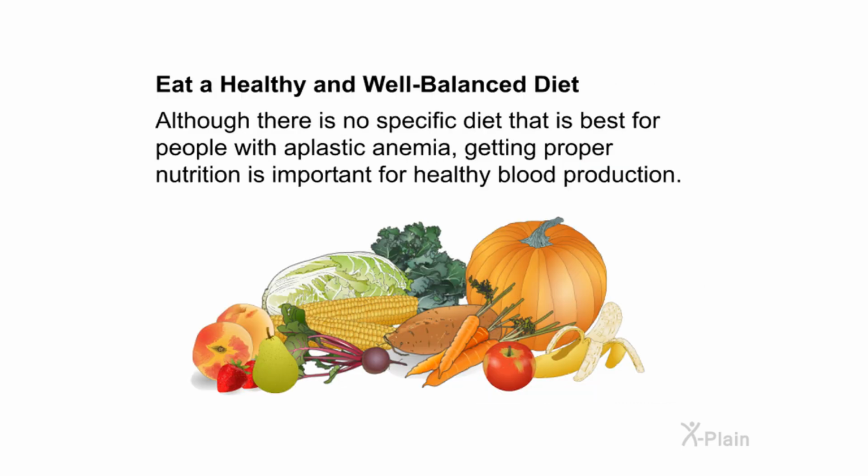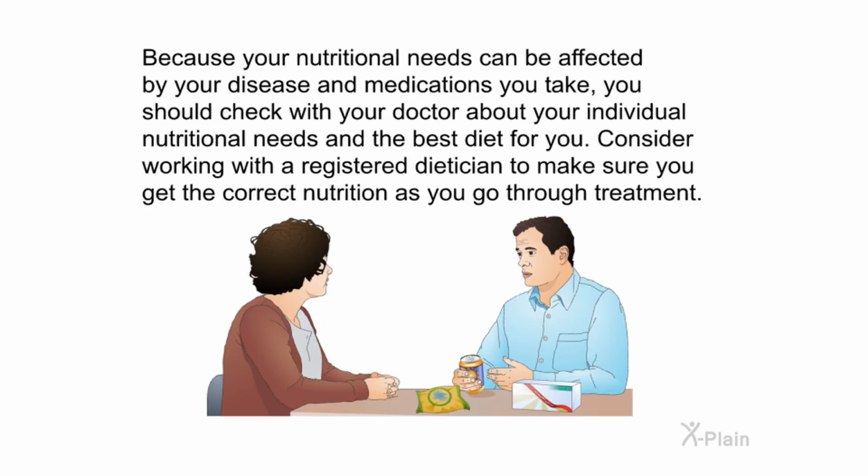Eat a healthy and well-balanced diet. Although there is no specific diet that is best for people with aplastic anemia, getting proper nutrition is important for healthy blood production. Because your nutritional needs can be affected by your disease and medications you take, you should check with your doctor about your individual nutritional needs and the best diet for you. Consider working with a registered dietitian to make sure you get the correct nutrition as you go through treatment.